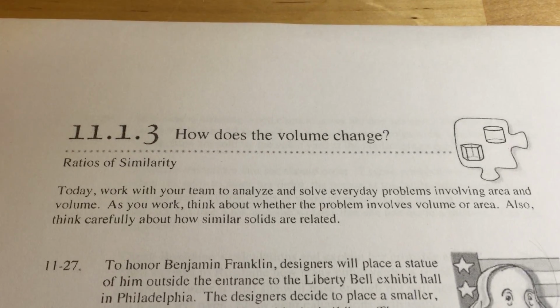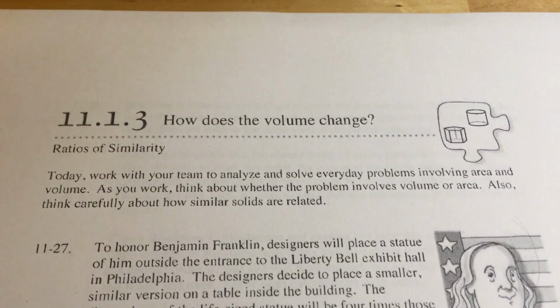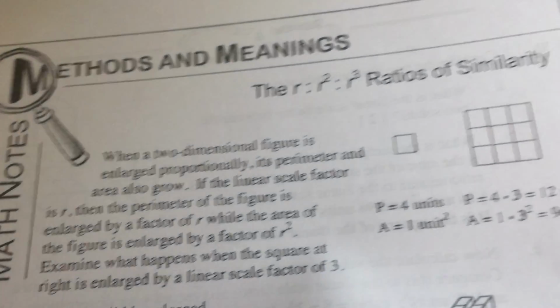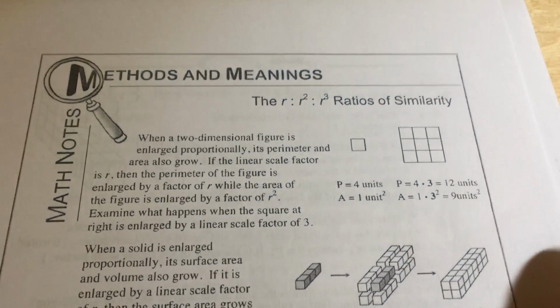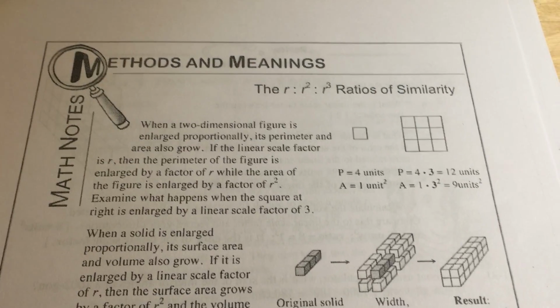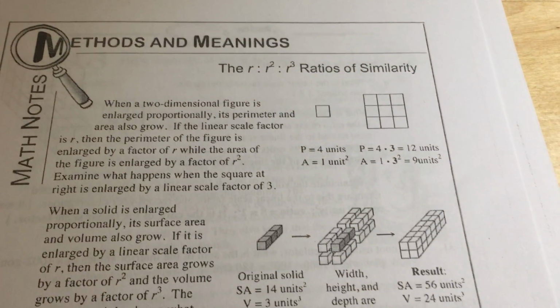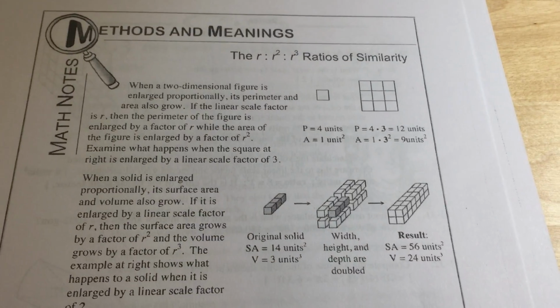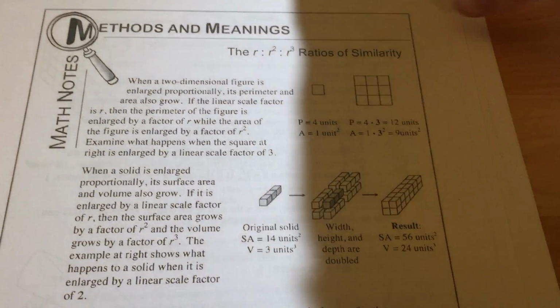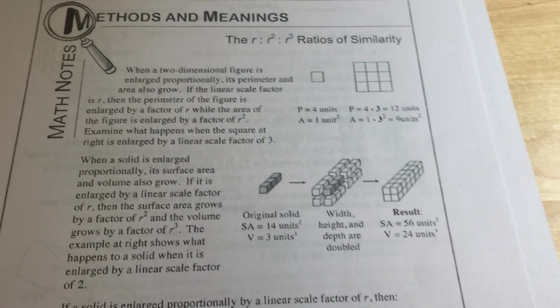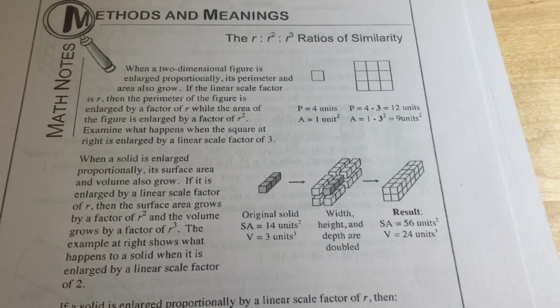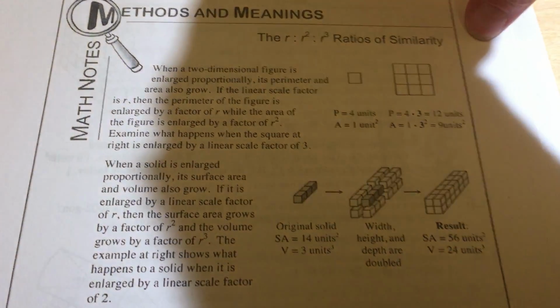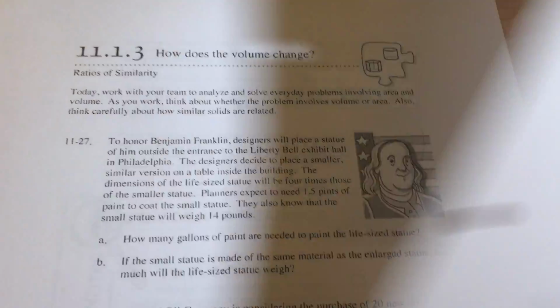So if you get stuck at any time, you can pause the video and pull out your methods and meetings box, which is in your homework, and you can look at your areas of similarities, right? So if something is growing at a different ratio, we're going to see that in the volumes. So you can always refer back to this.